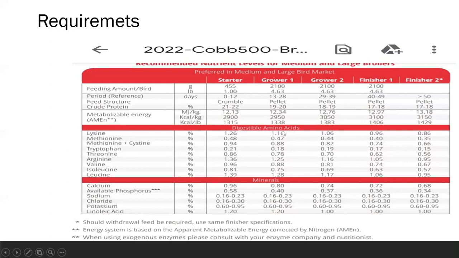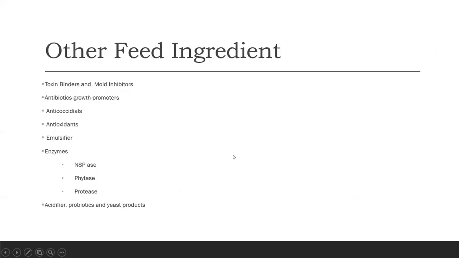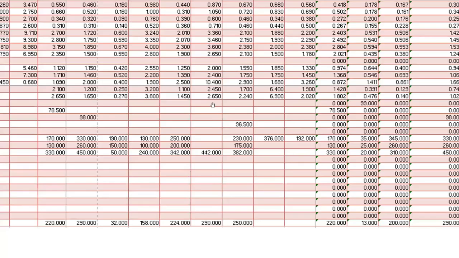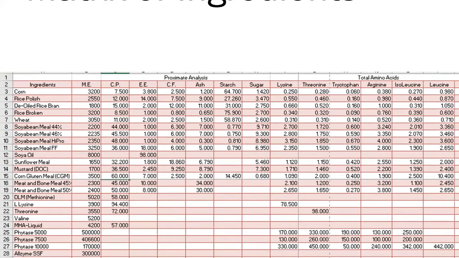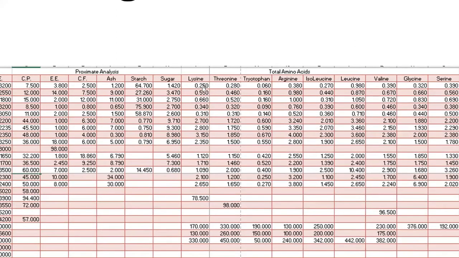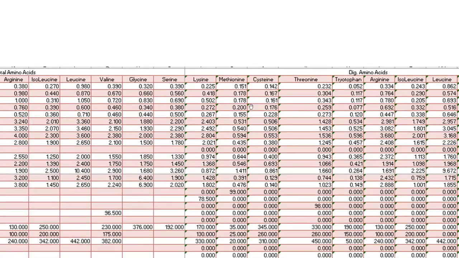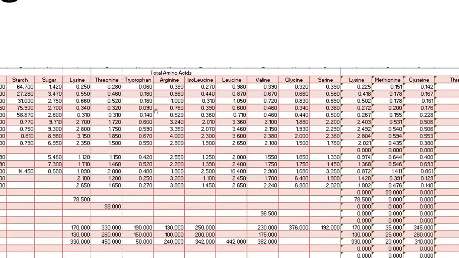I'll go into the raw material data after this. If you see over here, for corn I've given the total amino acid as 0.250. But the amount of amino acid the bird will actually get is what I've mentioned here: digestible amino acid is only 0.225.